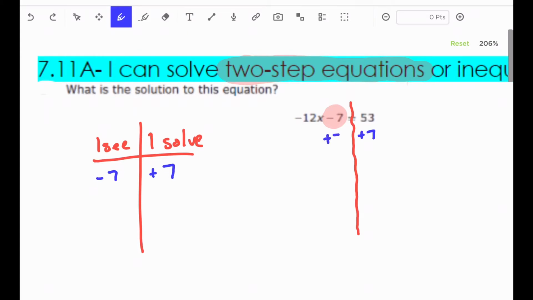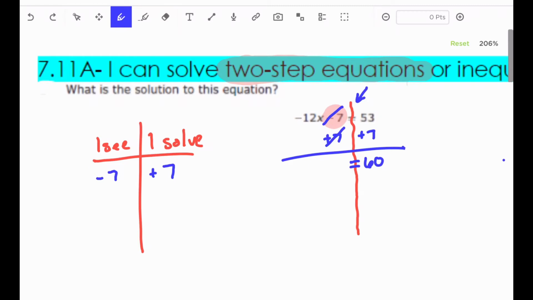Remember that I'm going to add it to both sides. So these two right here end up canceling out because they equal 0. And 53 plus 7, that is 60 over here on this side. Bring down my equal sign. The reason why I put this red line there is because I need to keep my equal sign lined up. So if I were you, I would go ahead and draw a line the same way I did, so that way you can stay organized.